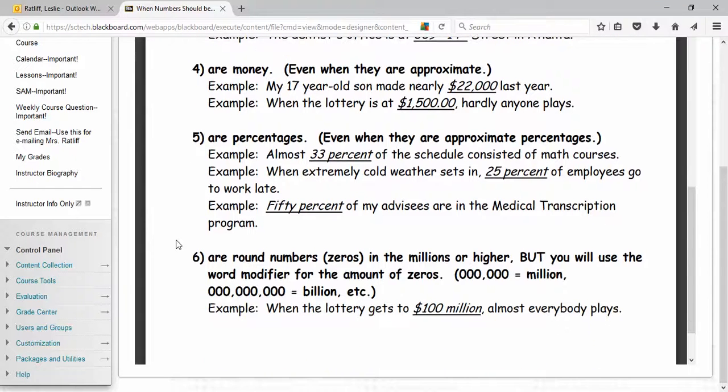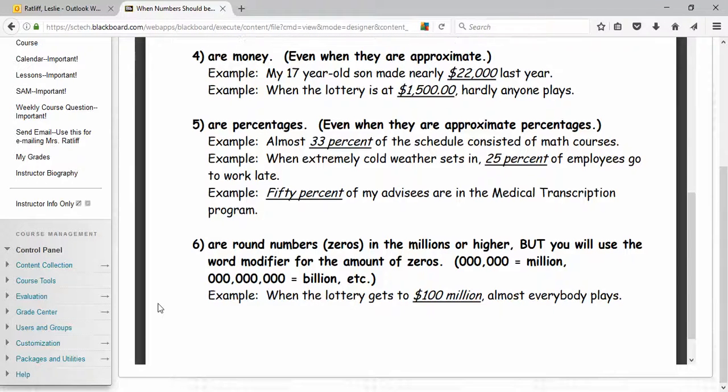Numbers should be digits when they are percentages, even if it's approximate percentages. Almost 33% of the schedule. When extremely cold weather sets in, 25% go home or go to work late. Example, this is a different one. Look at there, there's a percent and there's a word. The reason for that is because this is the first word in the sentence, it starts with a capital letter, so it has to be a word, even though it's a percentage. That's an exception. Fifty percent of my advisees are in medical transcription.